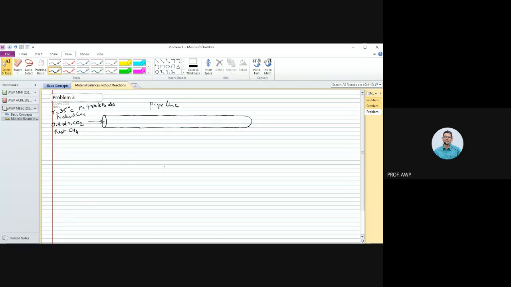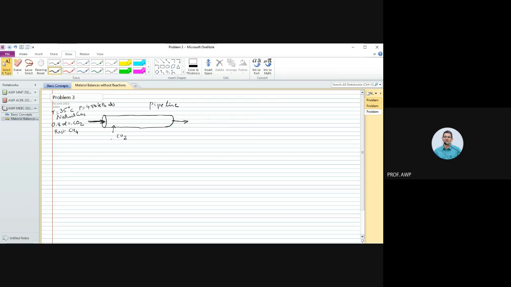Okay. Now, if I want to measure the amount of gas flowing through this pipeline, one of the ways is I add carbon dioxide here and I measure the concentration of carbon dioxide coming out of that pipeline after some distance. So let me reduce the size of the pipeline just so that I can do the problem.